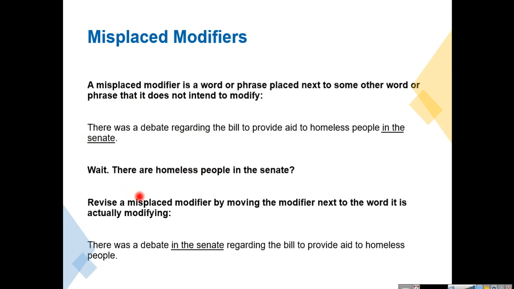Wait, there are homeless people in the Senate? We probably don't mean to say that there are homeless people in the Senate.